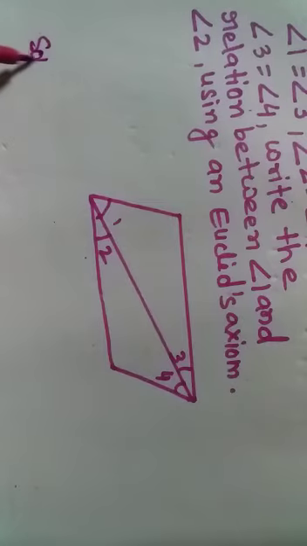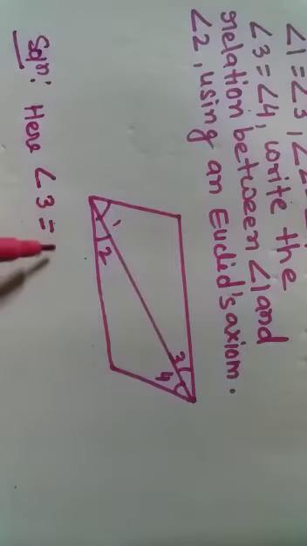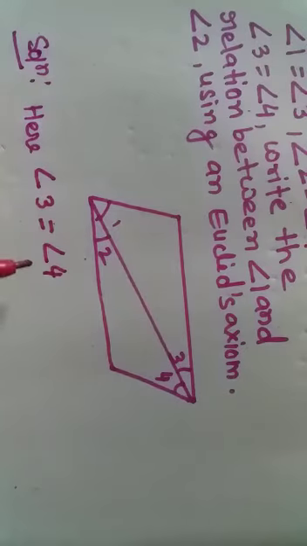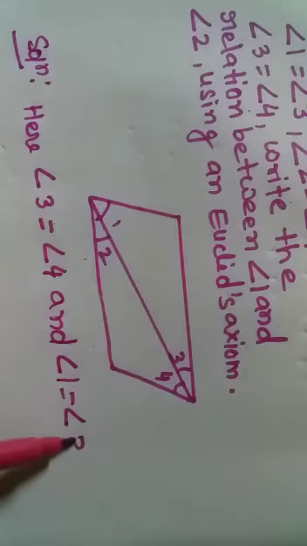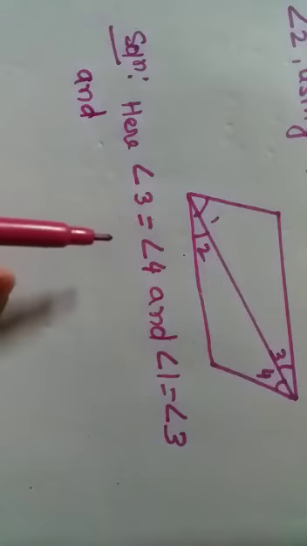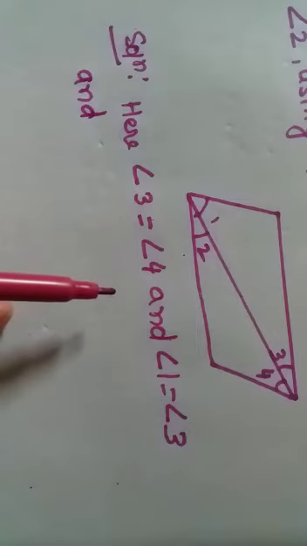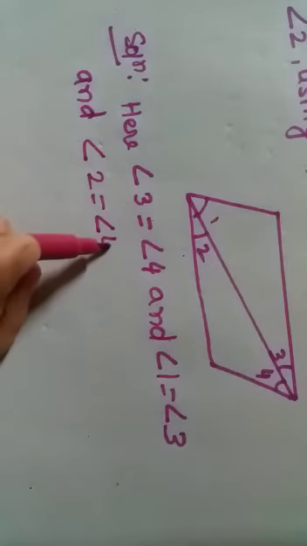For the solution part, what will we write? We are already given angle 3 is equal to angle 4 and angle 1 is equal to angle 3. Here we are given angle 3 is equal to angle 4, angle 1 is equal to angle 3 and angle 2 is equal to angle 4.